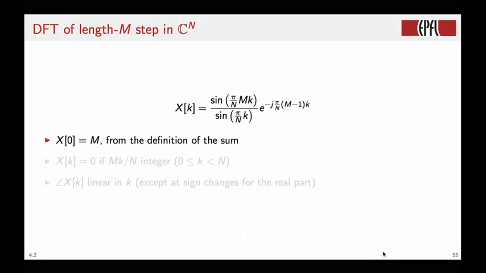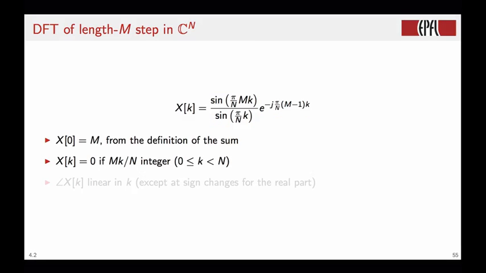So first of all, if we think about the magnitude of these coefficients, note that this phase term will always be equal to 1 in magnitude because it's a pure phase term. So the magnitude will be determined by the ratio of these two trigonometric functions. At 0, this ratio is ill-defined, but if you go back to the expression for the DFT sum, you can see that if you put k equal to 0, it becomes simply the sum of big M ones. So the DFT at 0 is equal to M.